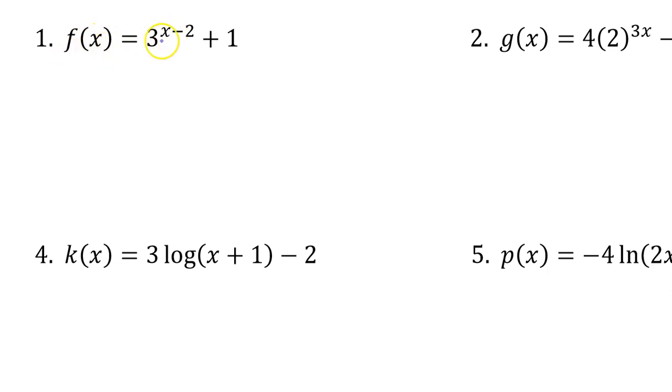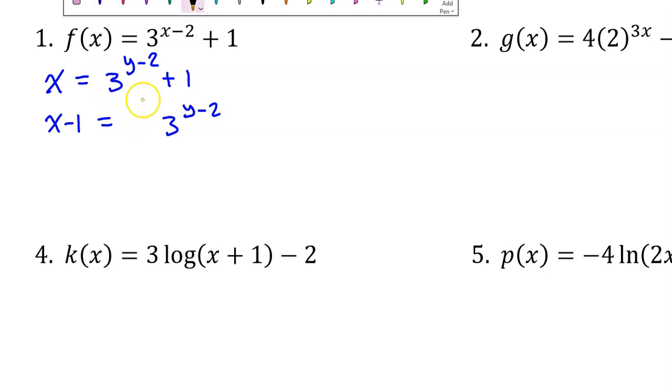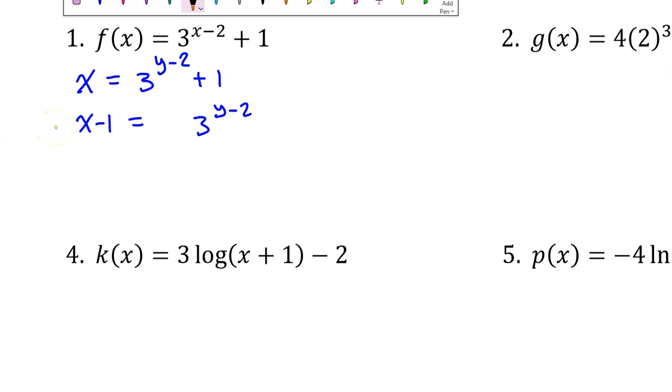So when we switch x and y, the x will end up in the front, and we have 3 to the y minus 2 power plus 1. Now we just need to solve for y. Let's subtract 1 from both sides, so that gives x minus 1 is equal to 3 to the y minus 2 power. I'm leaving a little bit of space in the front because the way we get rid of a base 3 is to take the log base 3 of both sides.